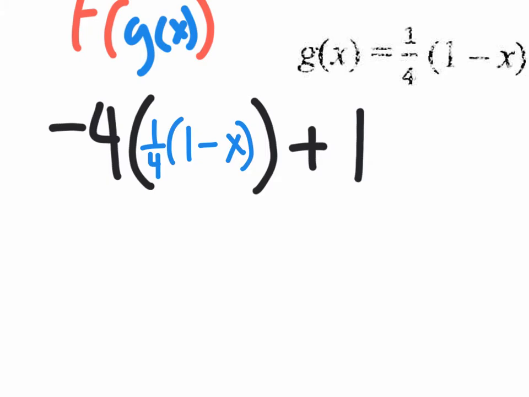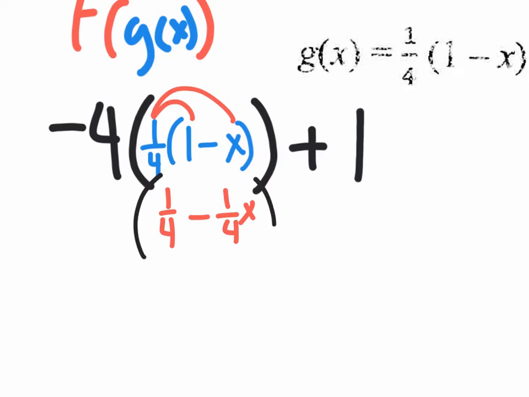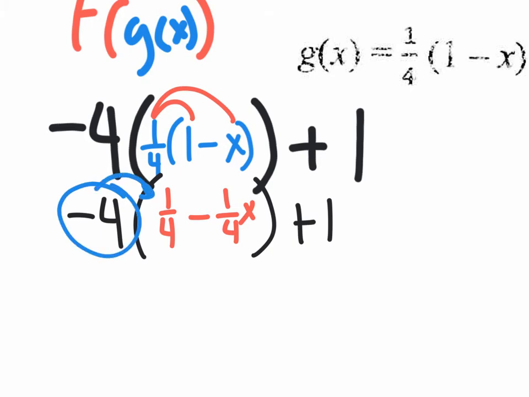Now, if these are inverse functions, then everything should cancel out except x. So let's actually do any math possible. Inside 1 minus x, you can't do it. But the 1/4 could be distributed to both. So when you go 1/4 times 1, that's 1/4. When you go 1/4 times negative x, that's negative 1/4 x. Now we still have the parentheses, we still have the negative 4, and we still have the plus 1 at the very end. So now we could distribute the minus 4. And if we distribute this minus 4, negative 4 times 1/4, what is that?